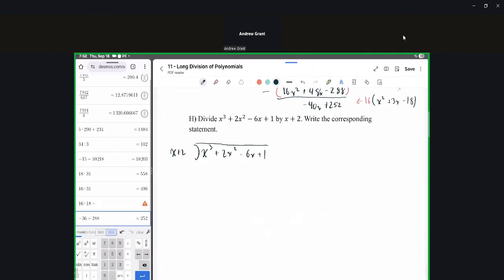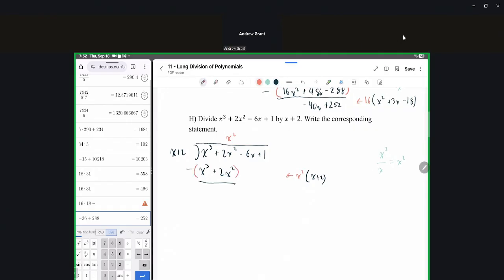Okay, first thing we're going to do is see how many times does x go into x to the power of 3? It goes in x squared times. So we'll write that here. On this line, we're going to write x squared times x plus 2. So x squared times x is going to give us x to the power of 3. x squared times 2 is going to give us 2x squared. So we're going to minus this.